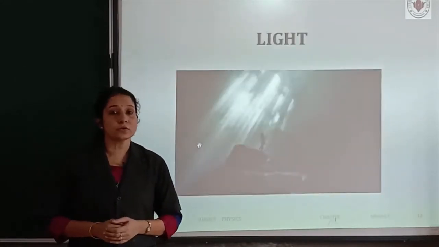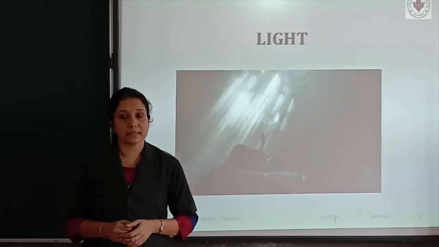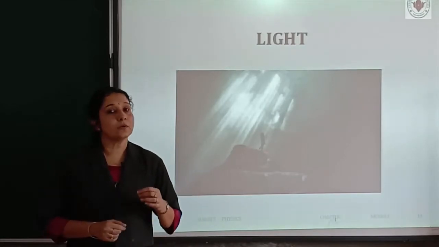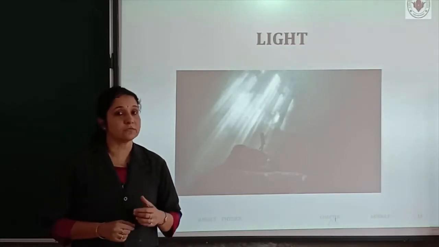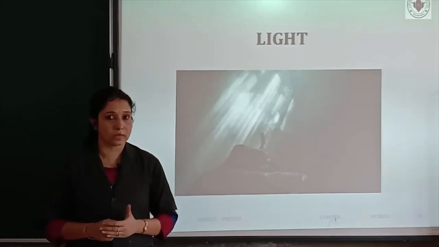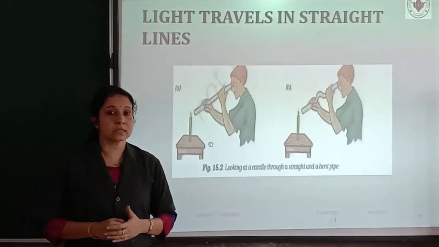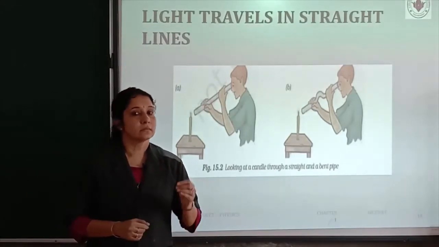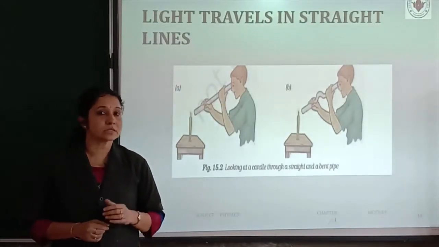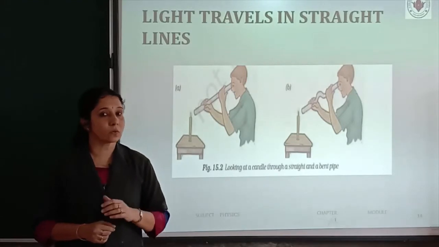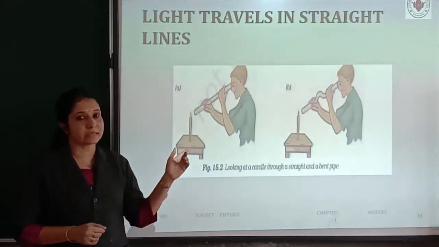Now let us move on to the next topic, that is light. And you know, light is the form of energy with which we are able to see objects around us. And the chapter starts with the concept that light travels only in straight lines. Light travels only in straight lines. You have learned this activity.